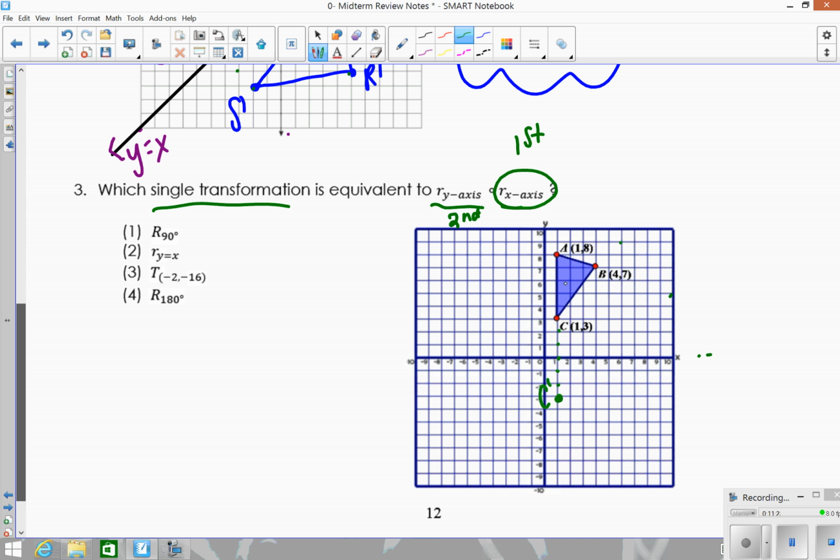So from A over the x-axis is 8 units. So 1, 2, 3, 4, 5, 6, 7, 8. So go 8 more. 1, 2, 3, 4, 5, 6, 7, 8. And then basically I'm just negating the y values as the rule. So this is down 7, so then I go down 7 more. So 1, 2, 3, 4, 5, 6, 7.